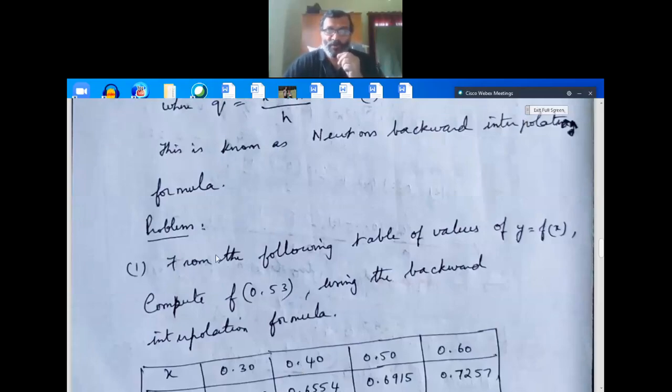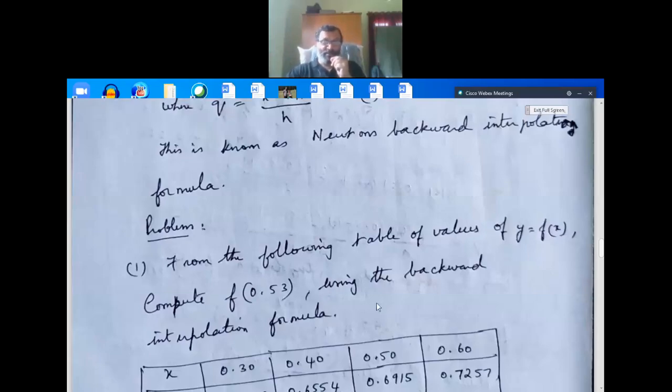From the following table of values of y equals f of x, compute f of 0.53 using the backward interpolation formula. See the question. From the following table of values of y equals f of x, compute f of 0.53 using the backward interpolation formula.